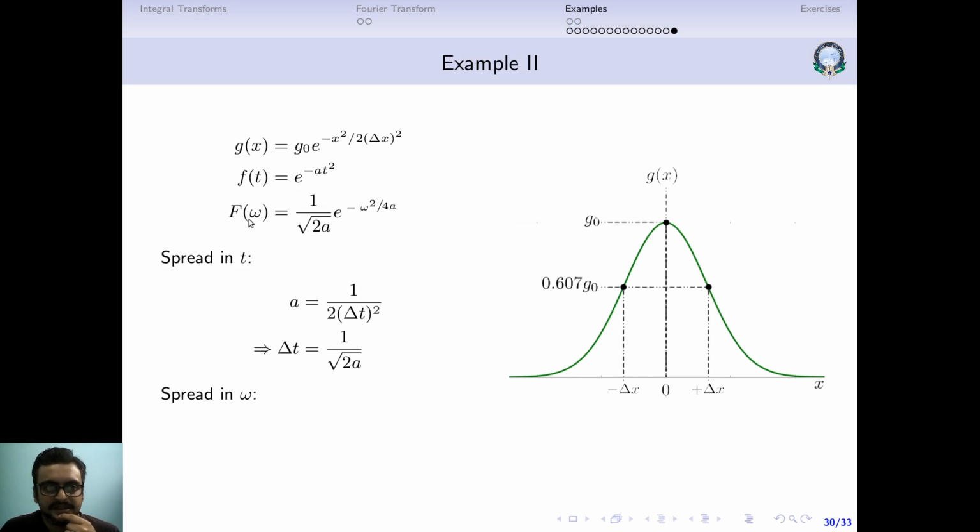Now what is the spread? What is the delta omega? Just compare this exponent with this exponent. Here the variable is omega, and there the variable is x, so we have x square there and omega square here.